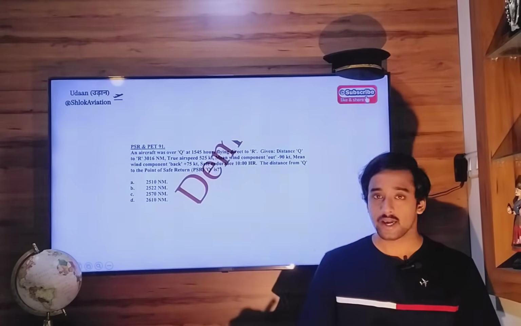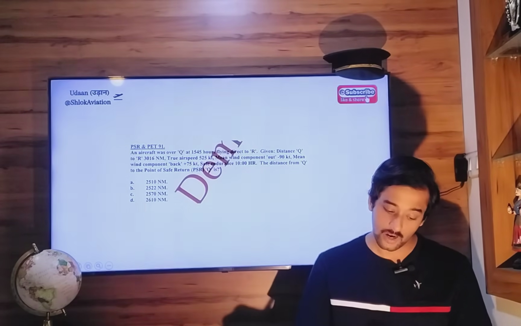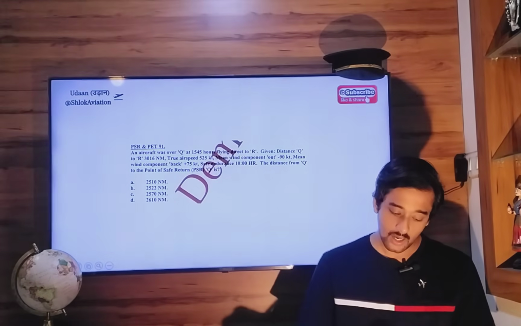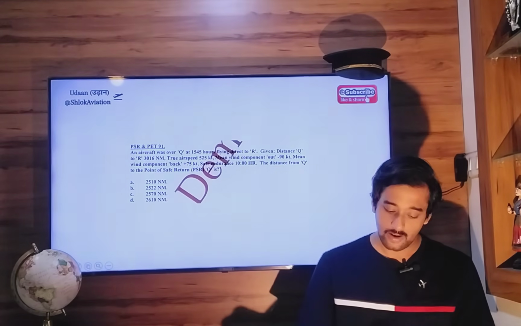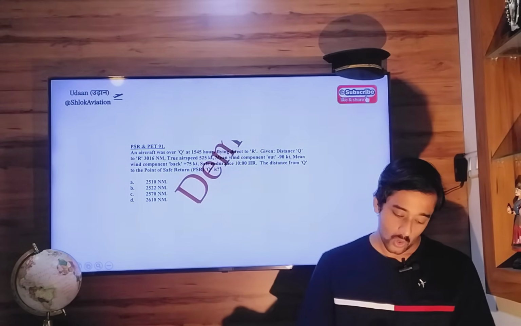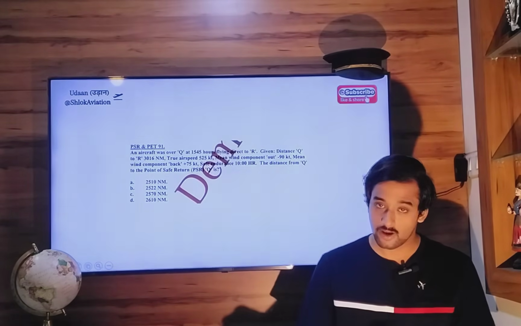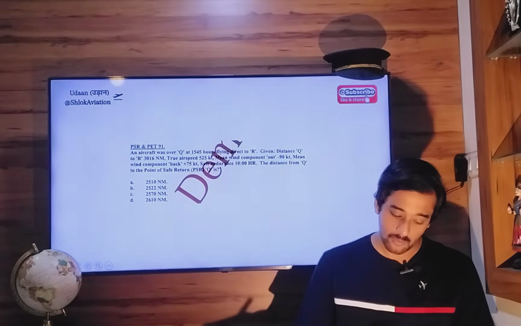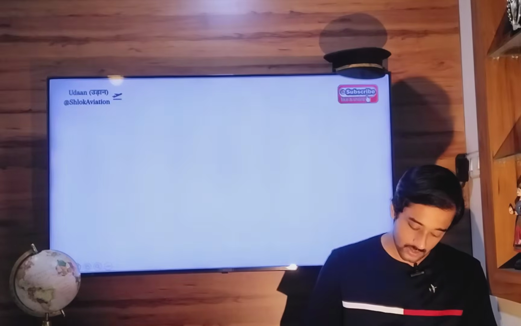Aircraft was over Quebec at 1545, flying directly to Romeo. Distance between them 3016. Dash 525. Outbound wind component minus 90. Homebound wind component plus 75. Endurance is 10 hours. The distance from Quebec to the point of safe return is what?